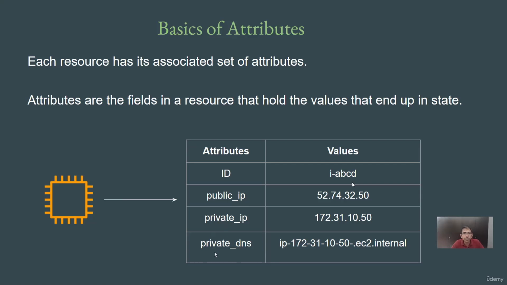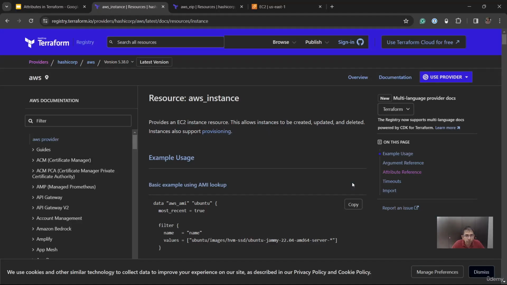Now each resource in Terraform has a certain set of attributes, and whenever the resource is created, these attributes and the values are part of the state file. So let's go ahead and understand this. Now from the Terraform documentation, whenever you explore the resource page, the page also shows you the list of attributes associated with the resource.